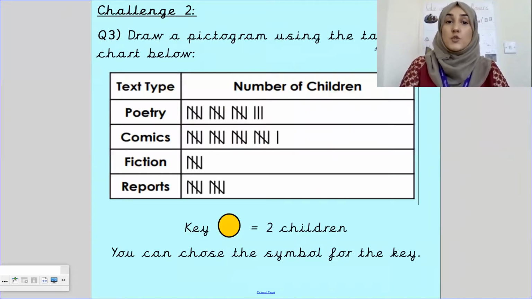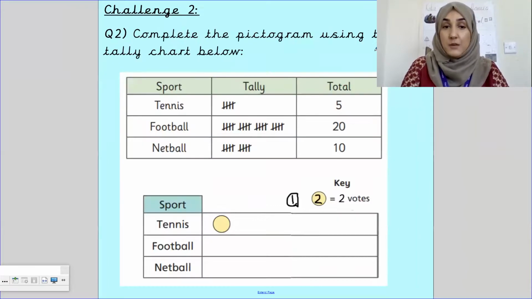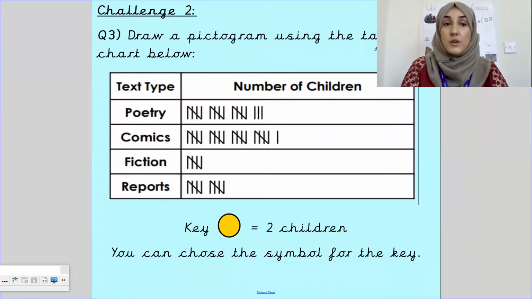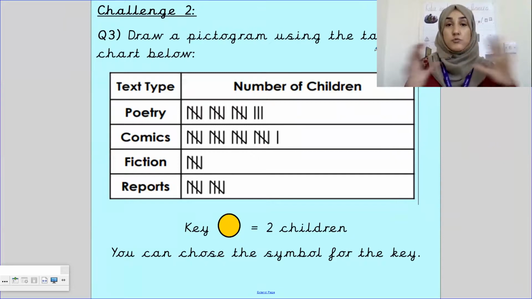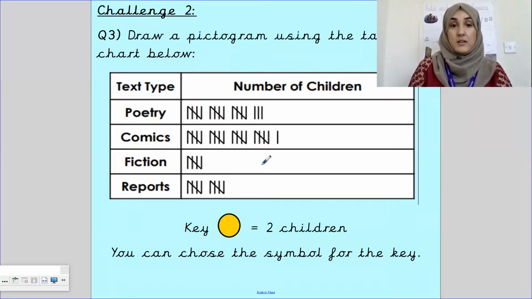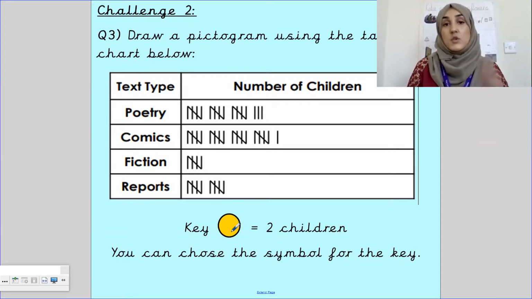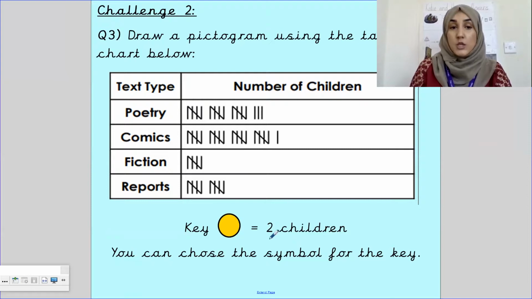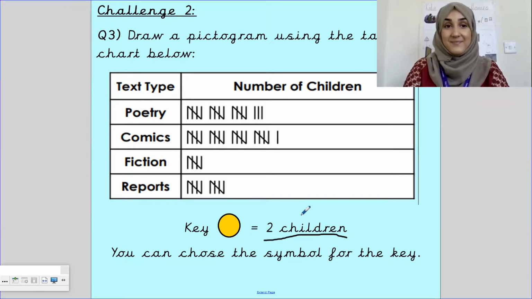Next question, draw a pictogram using the tally chart below. So for this one, you are just filling out the pictogram, but for question number 3, you actually need to draw the pictogram, okay? The key that I have provided is a yellow circle, but you can choose whatever shape you like, but it must equal 2 children that enjoy poetry, comics, fiction, and reports. So remember, make sure you draw the key, otherwise I won't be able to mark it on Tapestry.